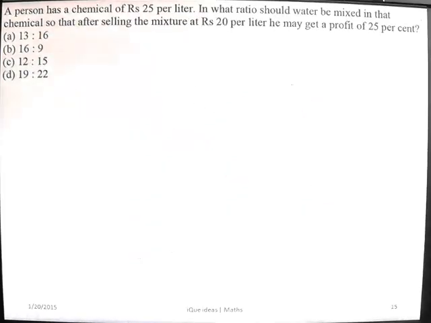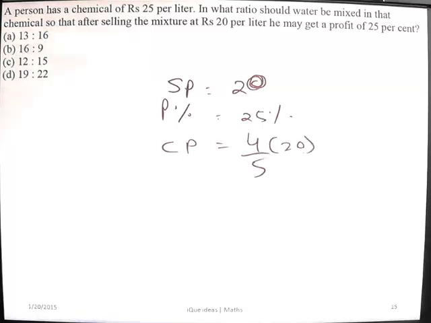Now, let's say it said a person has a chemical of rupees 25 per liter. In what ratio should water be mixed so that after selling the mixture at rupees 20 per liter, he gets a profit of 25%, which means if he's selling the mixture at rupees 20, his selling price is 20 rupees, and he's still getting a profit percentage of 25%, which means his cost price should be equal to 4/5 of 20, which is equal to 16, right? So his cost is only 16 rupees.